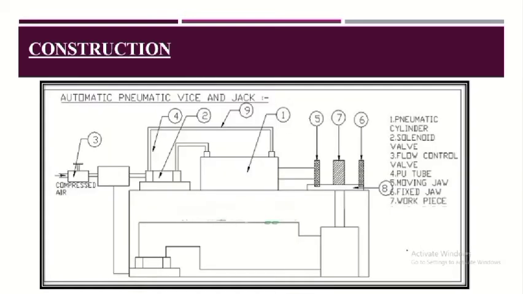Construction. The figure shows an automatic pneumatic vise. The automatic pneumatic vise consists of a pneumatic cylinder, solenoid valve, flow control valve, PU tube, moving jaw, fixed jaw, and a workpiece.